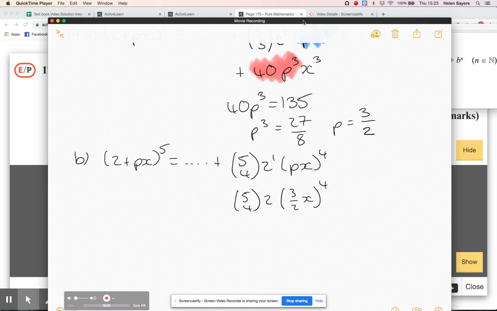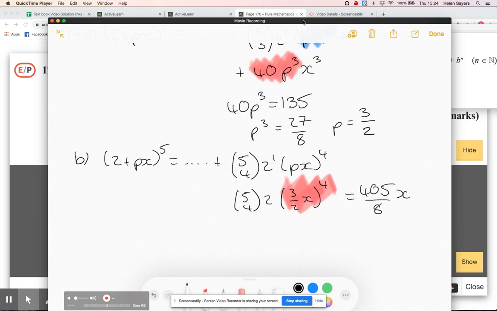And again, it's this bit. I just want to be careful that the 3 over 2 needs to get raised to the power of 4. So it's going to be 5 choose 4 times 2, and then times 3 over 2, all to the power of 4. Okay, so I am getting that term as 405 over 8 x to the power of 4.